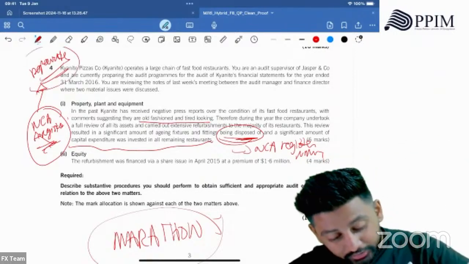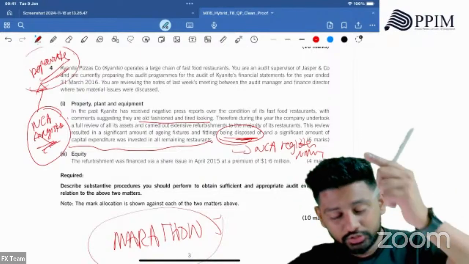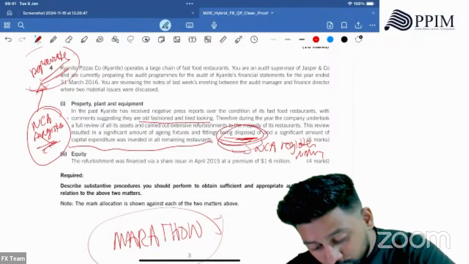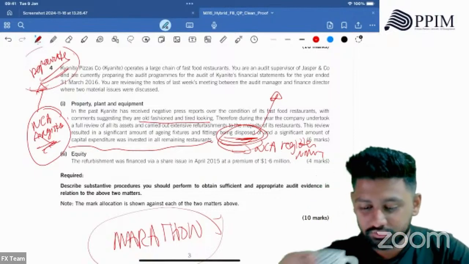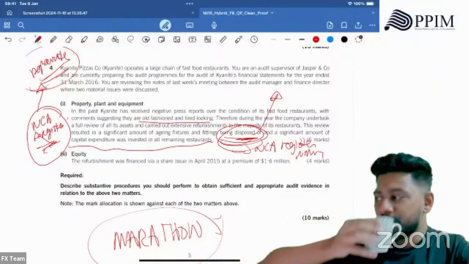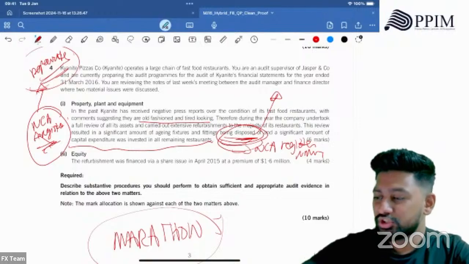Now that you have recalculated depreciation, you need to keep in mind you are disposing. When you dispose, what happens?